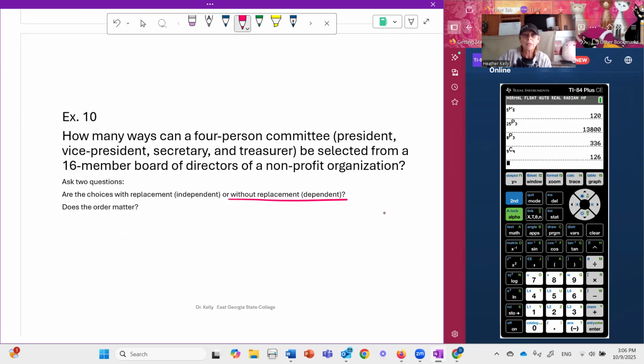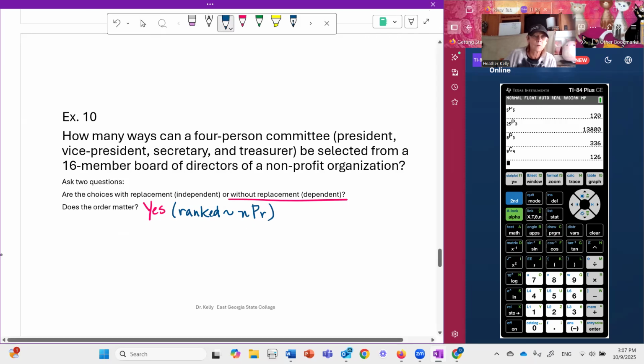Okay. And then does the order matter? Well, frankly, yes. Yeah, the order matters. Maybe you don't want to be the president, but you want to serve on the board. Maybe you want to be the president. So order does matter here. So yes, order matters. So when order matters, we can say that it's ranked. And we're going to use that NPR formula here. Okay, so N and R.